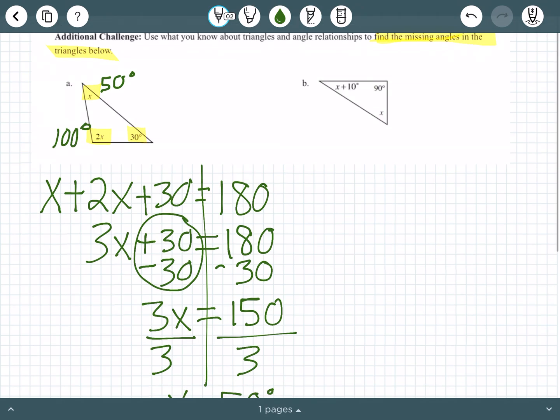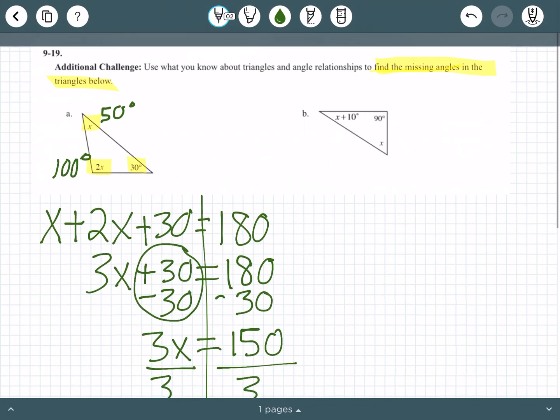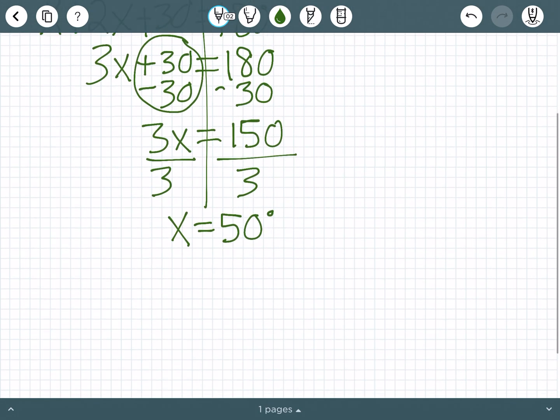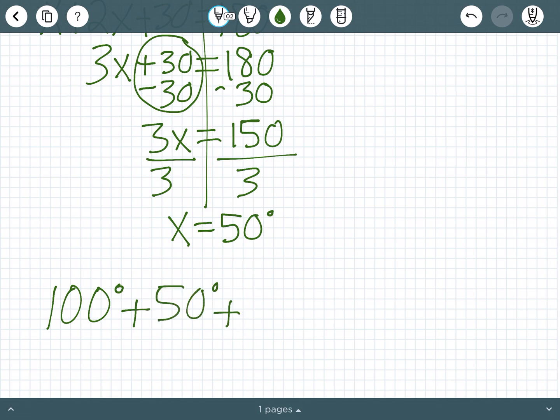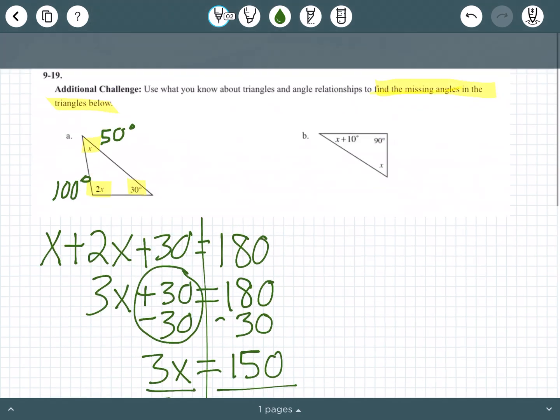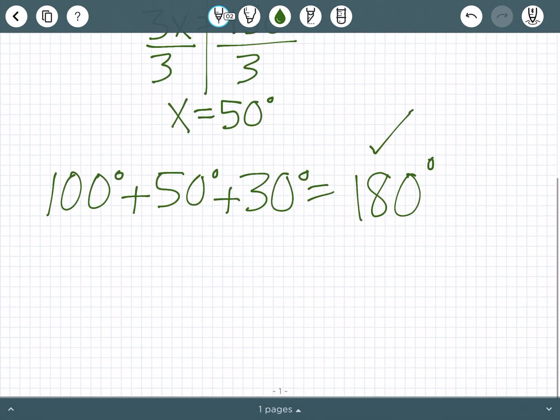Now, it didn't say you had to do this, but can you check it? Yeah, absolutely, you can check it. So what we ended up with was one angle is 100 degrees, one was 50 degrees, and one was 30 degrees. So if you put that into your calculator, you should end up with 180 degrees. And there is 180 degrees in a triangle. So we are good with part A.